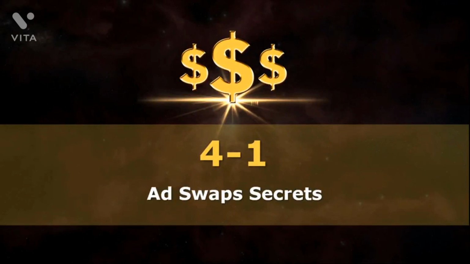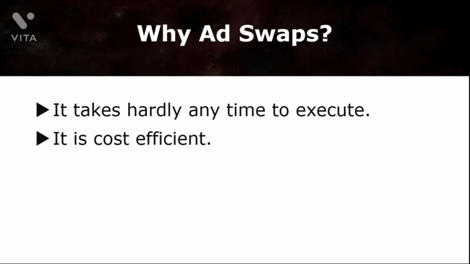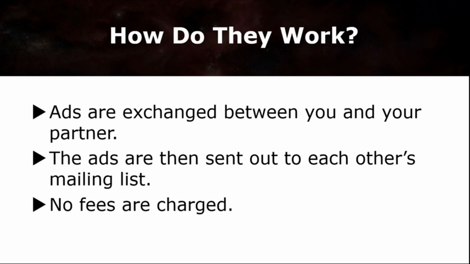In this module, you'll learn how you can easily generate traffic via ad swaps and the tactics in effectively executing your ad swaps. Ad swaps has become one of the most preferred methods in generating traffic, as it takes hardly any time to execute, and most important, it is cost efficient. Ad swaps work in a way where ads are exchanged between you and your partner. The ads are then sent out to each other's mailing list.